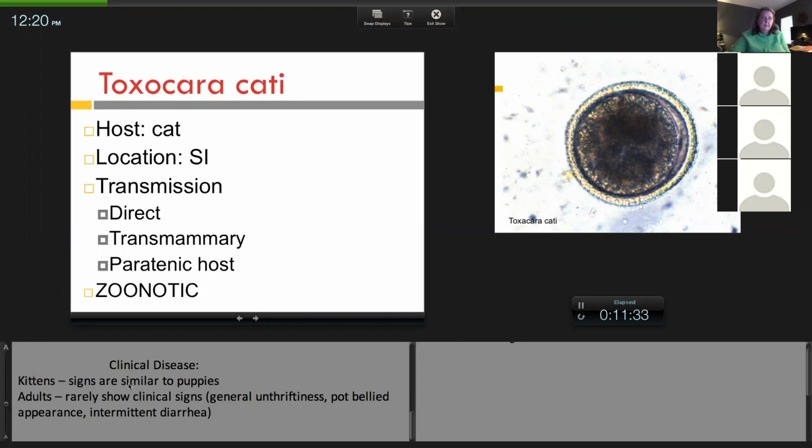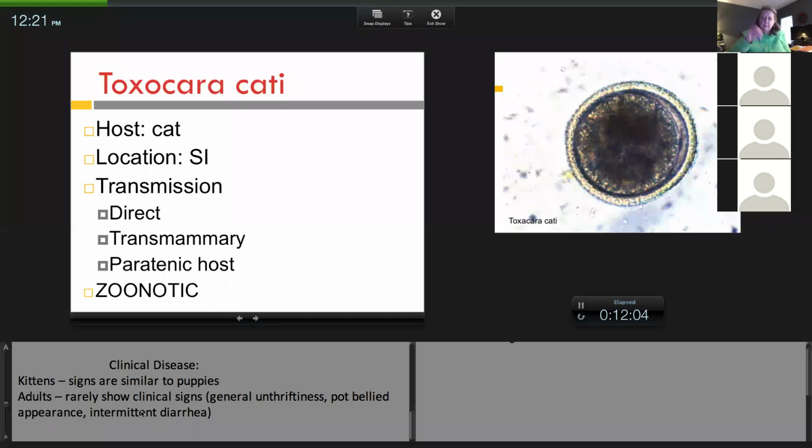Now, I feel like I see a lot more puppies with pot bellies than I see kittens, but when the kittens get that pot belly appearance, their coat just doesn't feel soft. Their coat just feels kind of rough, just unkept looking. Very indicative of parasites. And adults, it's going to be a little more rare in adult cats, but again, they can get the pot belly, a little bit unkept.